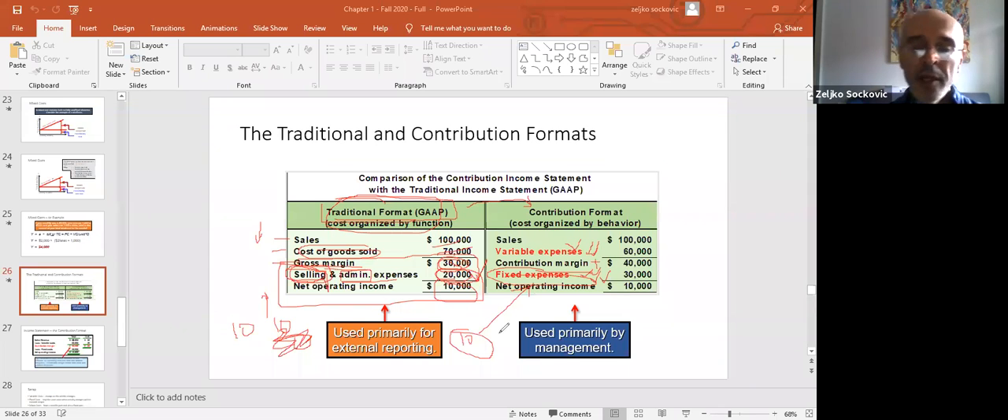Now, in the problem, they might be packaged or wrapped in different ways, right? So a portion of it might be given to you as fixed, and then a portion might be given to you as variable, or a portion you might have to find by deducting gross margin from net operating income, and then you have another piece saying here admin expenses are 10. Well, then you end up with selling expenses 10, right?